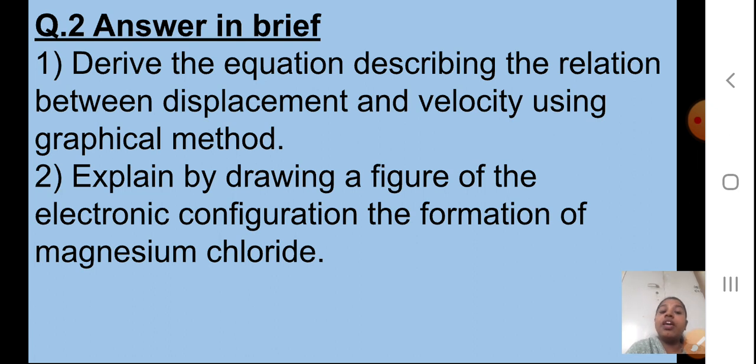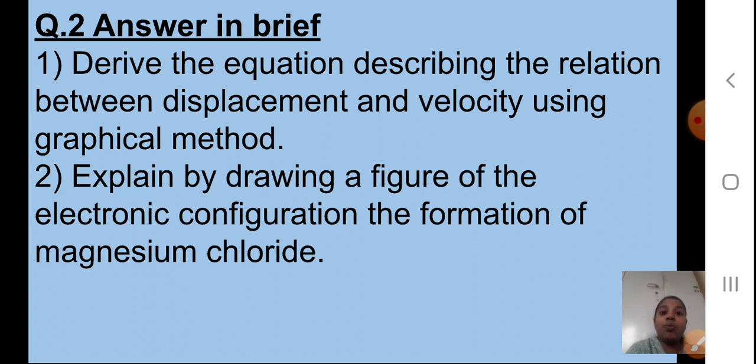Second question, explain by drawing a figure of the electronic configuration the formation of magnesium chloride. So with the help of a figure of electronic configuration, you will explain the formation of magnesium chloride. Is it clear? Okay, so these are all the questions which you are going to answer.